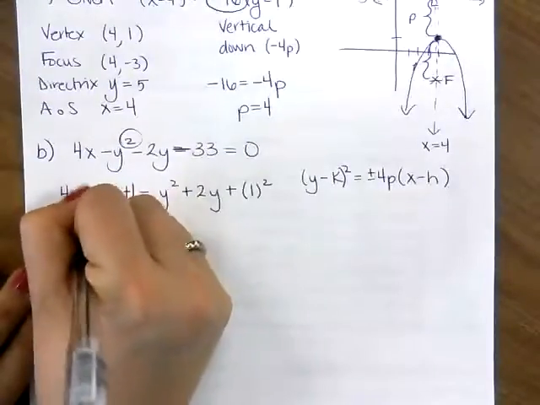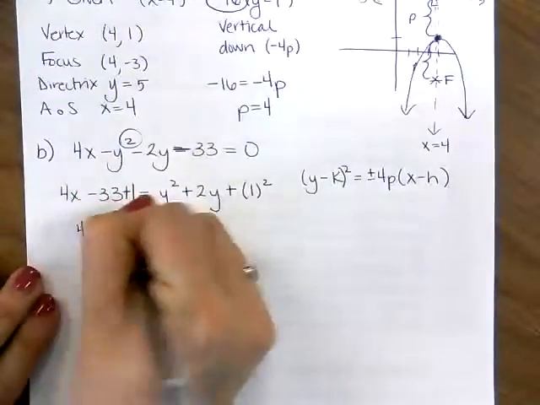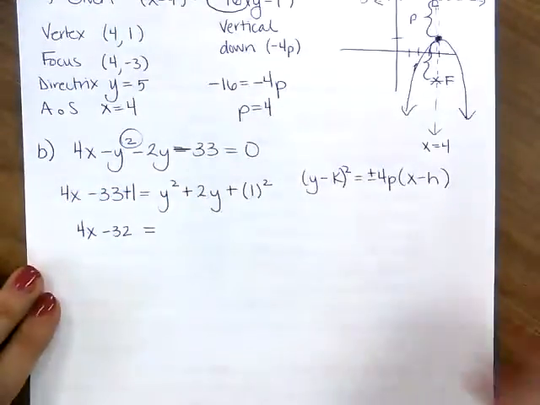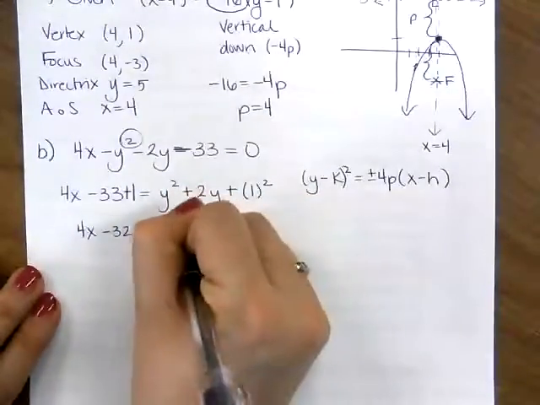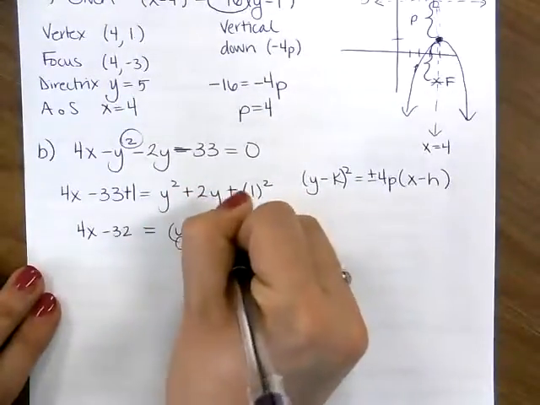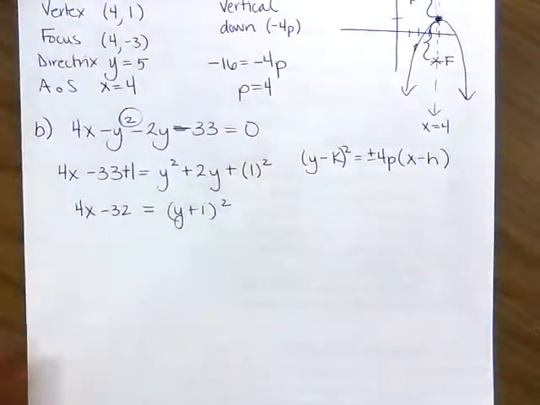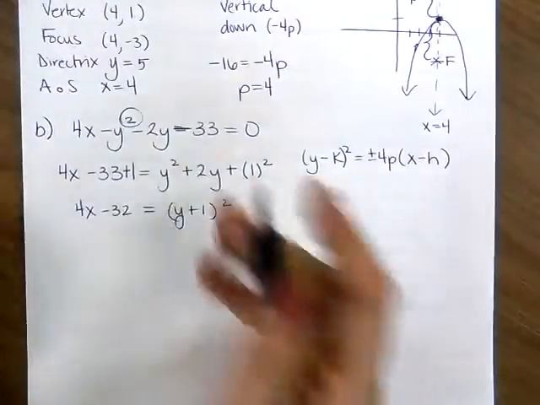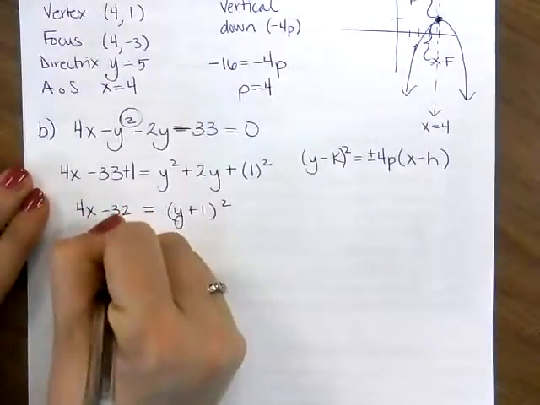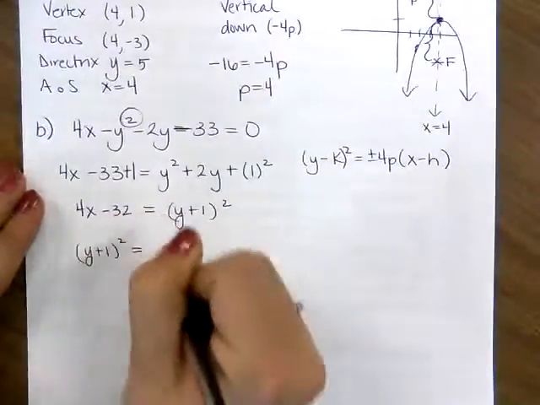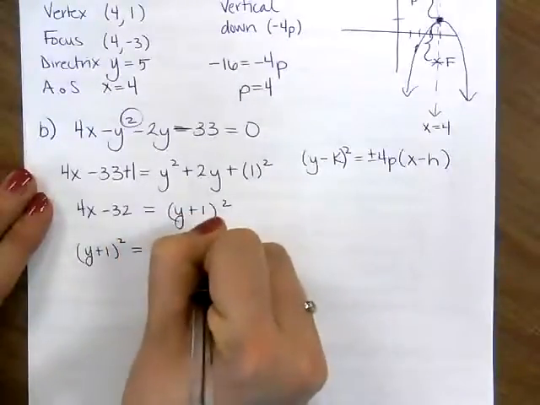Okay, so now I'm going to combine these. I get 4x minus 32 equals, and I'm going to factor this. So (y plus 1) squared. Okay, I'm getting close. I want my y squared term on the left, so I'm just going to flip-flop the sides. So I have (y plus 1) squared equals 4x minus 32.